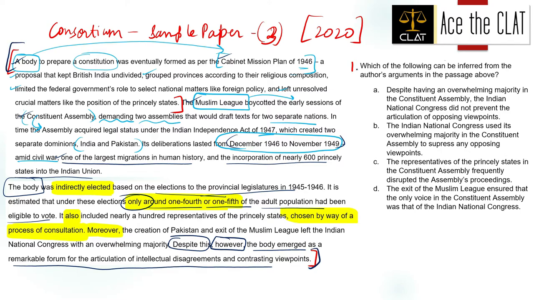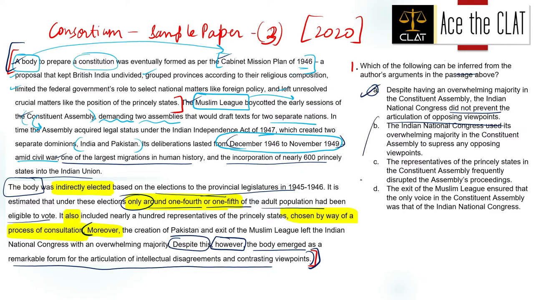Let us move to the questions. Which among the following can be inferred from the author's arguments in the passage above? Okay. A says, inference is simple, right? Despite having an overwhelming majority in the Constituent Assembly, the Indian National Congress did not prevent the articulation of opposing viewpoints. While this can be inferred, yeh pe likha hai na, that because of the Muslim League's exit, INC got an overwhelming majority. And despite all this, the INC did not prevent the articulation of opposing viewpoints. Very easy option. This is the correct one.